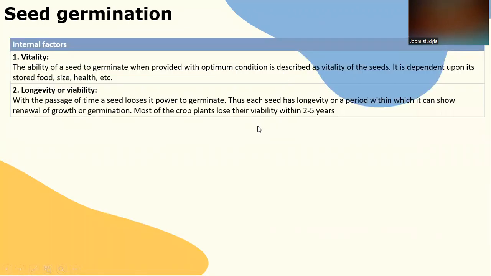The first internal factor is vitality. The ability of the seed to germinate when provided with optimum conditions is described as the vitality of a seed. It is dependent upon its stored food, size, health, and so on. And number 2 is viability. With the passage of time, a seed loses its power to germinate. So each seed has a longevity, a period within which it can show renewal of growth or germination. Most crop plants lose their viability within 2 to 5 years.